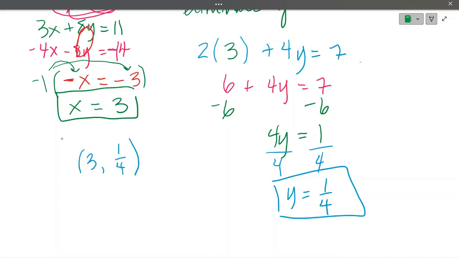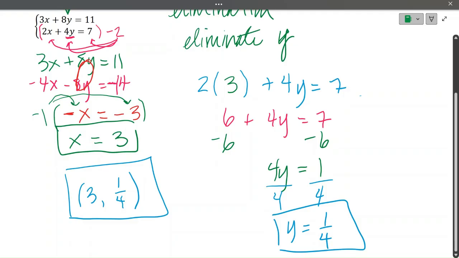And what this answer is telling us is the point of intersection of these two lines. So we know the point that these two lines meet is at 3 and 1/4. If I were you, I would plug this back into both equations: 3 for x and 1/4 for y in both equations, and make sure that you get out 11 in the first equation and 7 in the second equation, just to double check that your answer is right. I've already done that, so I'm not going to show you how to do that.